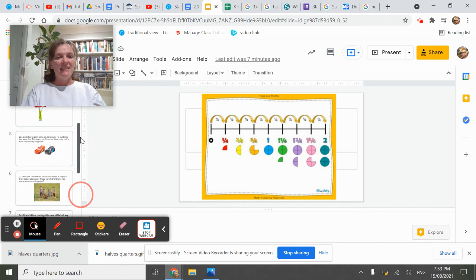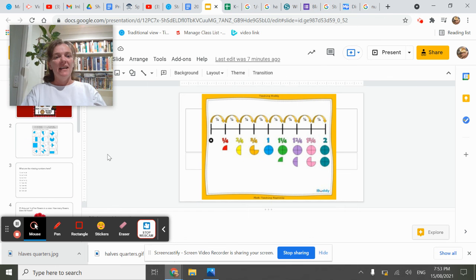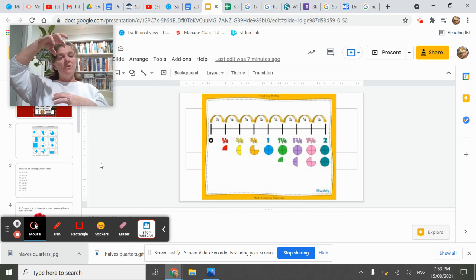So you've got some activities, some questions to do in here. They're very similar questions to the video. So if you've watched the video, it will really help you do that. Remember, the number on the bottom is the denominator. It tells you how many pieces it's chopped into. And the number up the top, the numerator, tells you how many of those pieces you've got.